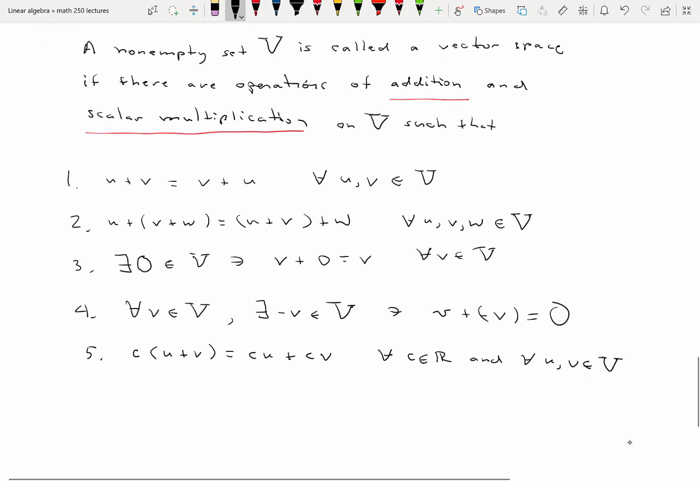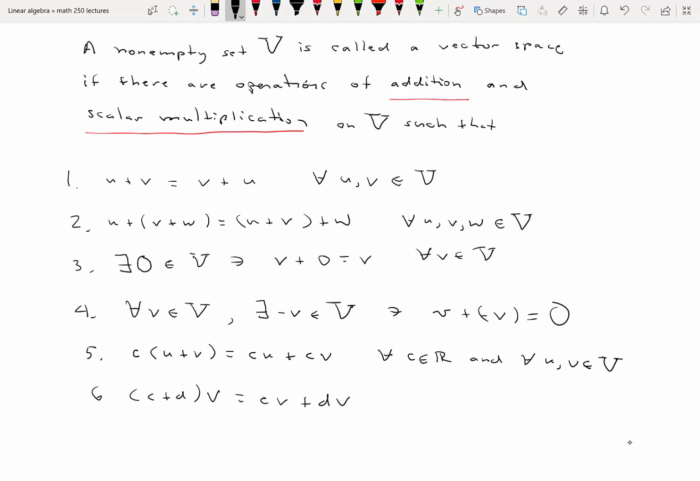Okay, let's move this along. 6. c and d are real numbers. So that addition that you're looking at, c plus d, that's regular old scalar addition of numbers. 1 plus 2 is 3. 7 plus 9 is 16, etc. So (c plus d) multiplied by a banana, v, equals the real number c times the banana plus the real number d times the banana.